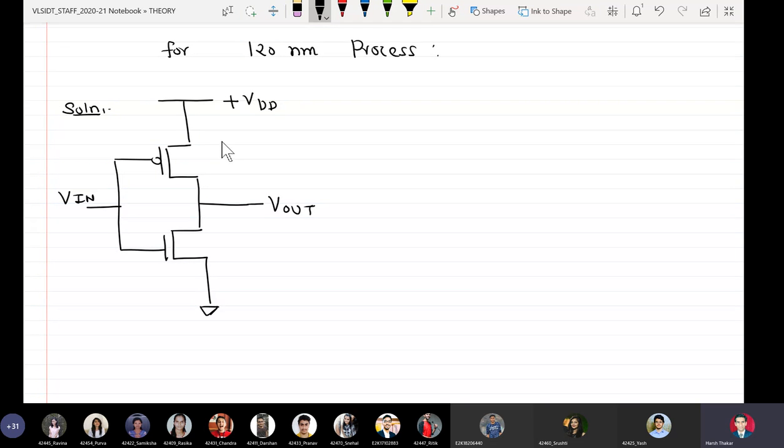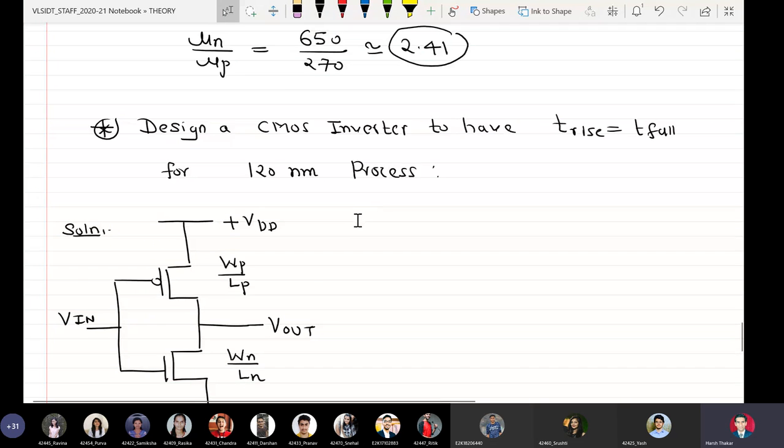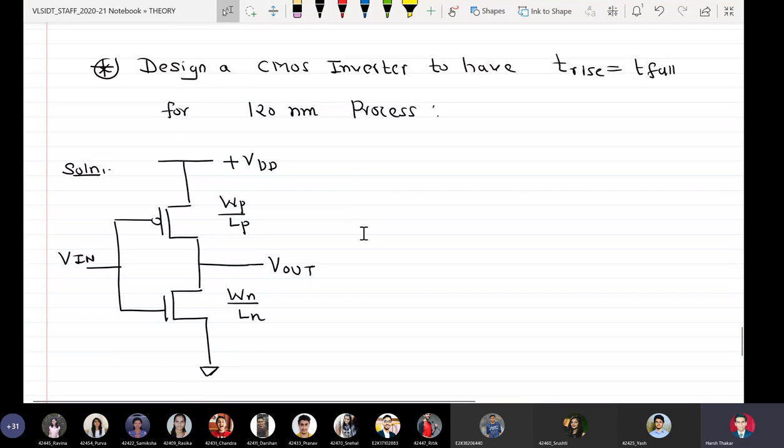Okay, and here what I do is that I simply write down Wp by Lp, and here I write down Wn by Ln. So please note that whenever there is a design numerical, it is expected that we find out the values of Wp, Lp, Wn and Ln. So designing a CMOS inverter to have equal rise and fall times means actually finding out the widths and lengths of the constituent PMOS and NMOS devices.